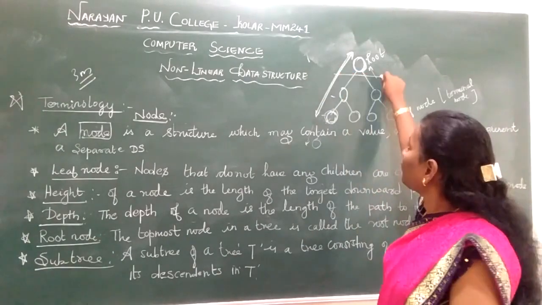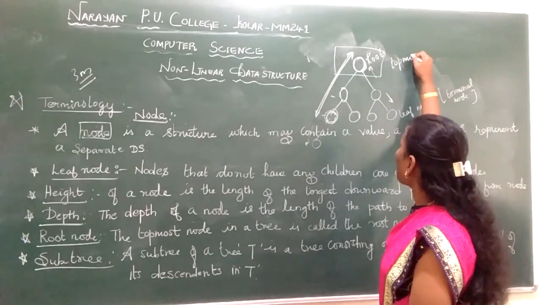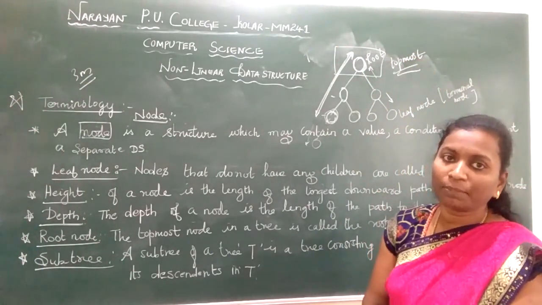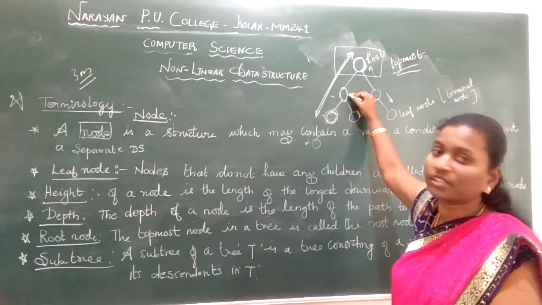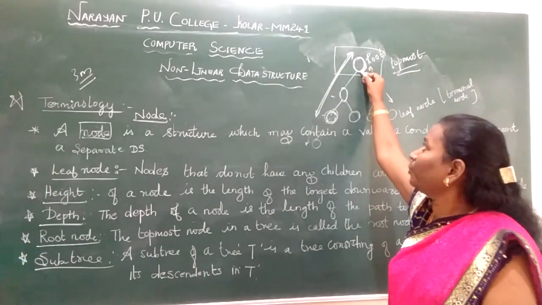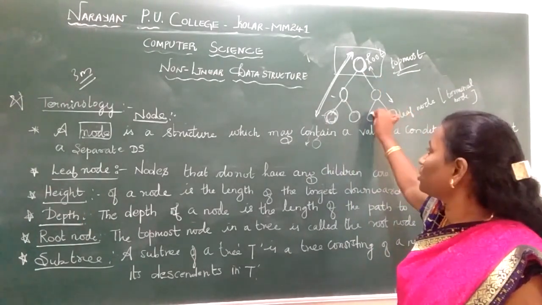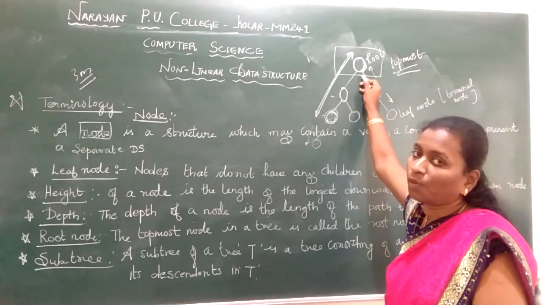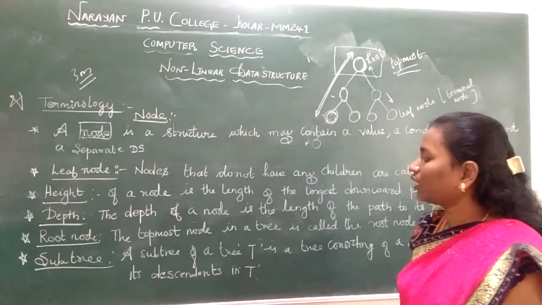Next, how will you define a root node? The root node is the topmost node, and the root node will not have a parent. For example, if I take this as a node, it will have the root node as its parent, and it has two child nodes. These are called child nodes or leaf nodes. The topmost node in a tree is called the root node.